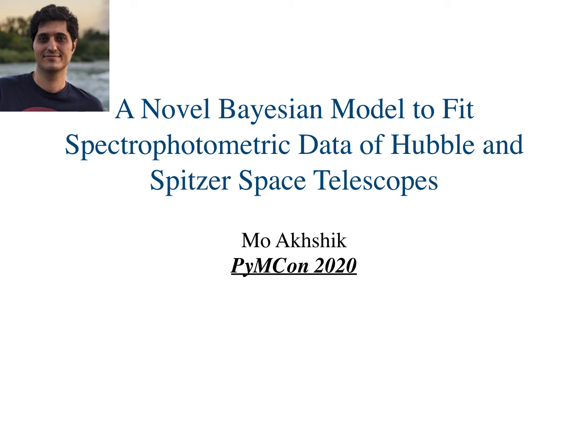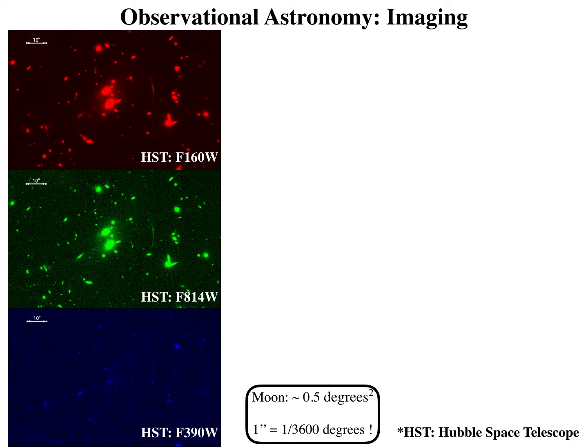Hello everyone, my name is Ashkik and I'm going to be talking about a novel Bayesian model that we developed to fit the spectrophotometric data of Hubble and Spitzer space telescopes. So in this talk I'm going to be focusing mostly on two observational astronomy methods.